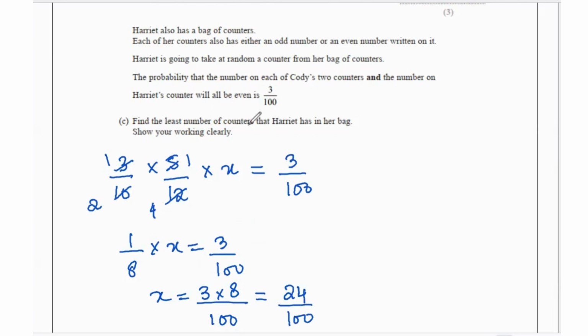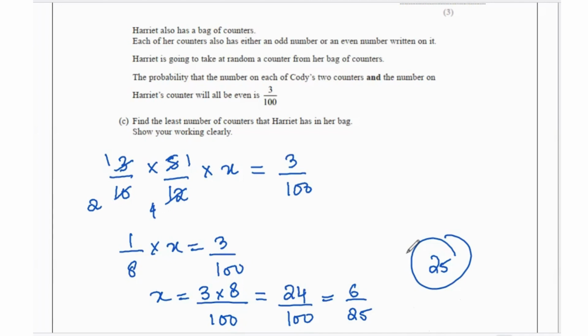We have to find the least number of counters that Harriet has in her bag. Since it says least number, that means we have to simplify the fraction, which is equal to 6 over 25. If you compare 100 and 25, obviously 25 is less than 100, which means the least number of counters is 25. If we're saying the maximum number of counters, then we could say 100.